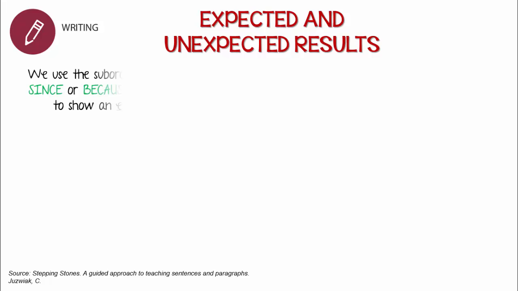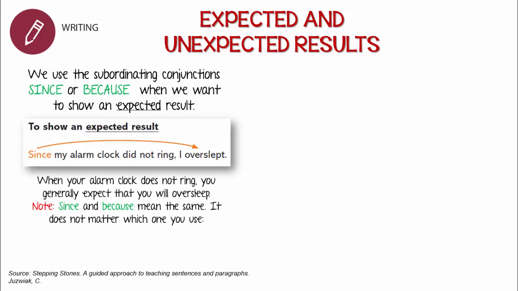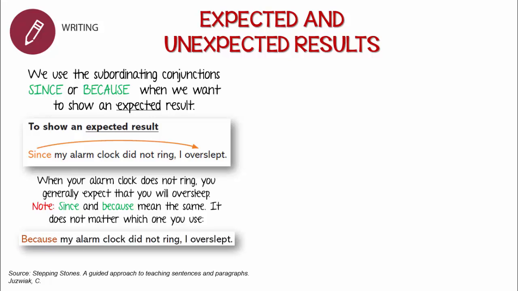Expected and unexpected results. We use the subordinating conjunction since or because when we want to show an expected result. Since my alarm clock did not ring, I overslept. When your alarm clock does not ring, you generally expect that you will oversleep. Note that since and because mean the same. It does not matter which one you use. Because my alarm clock did not ring, I overslept.